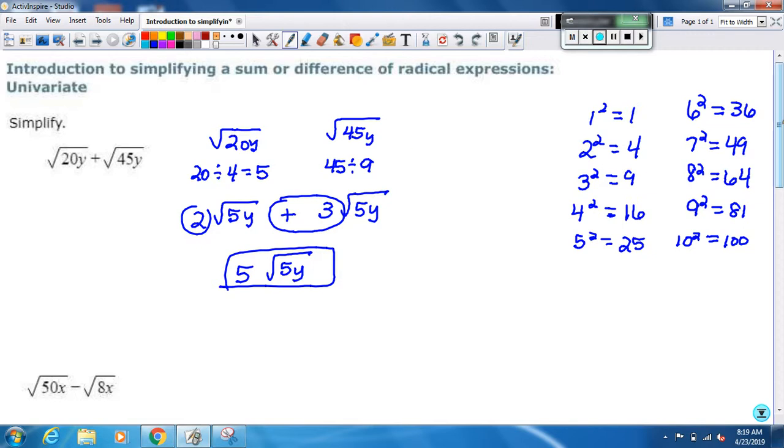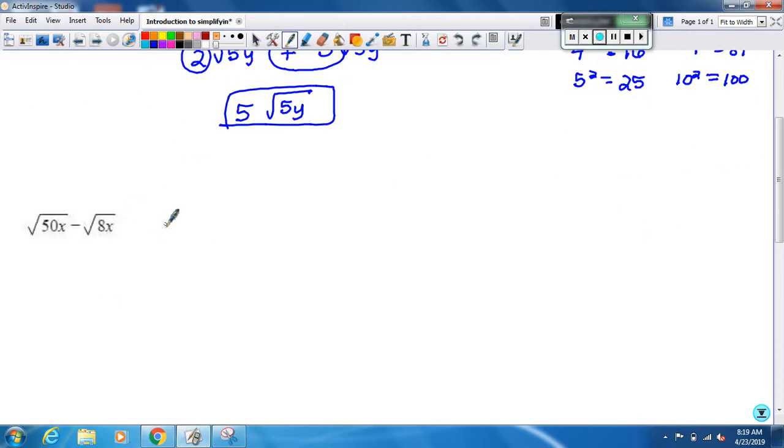Okay, square root of 50x. Okay, you can divide by 25. 50 divided by 25 is 2. And the answer that you get when you divide goes under the radical, and there's also an x there. Since I used 25, the 5 out front stays out front.